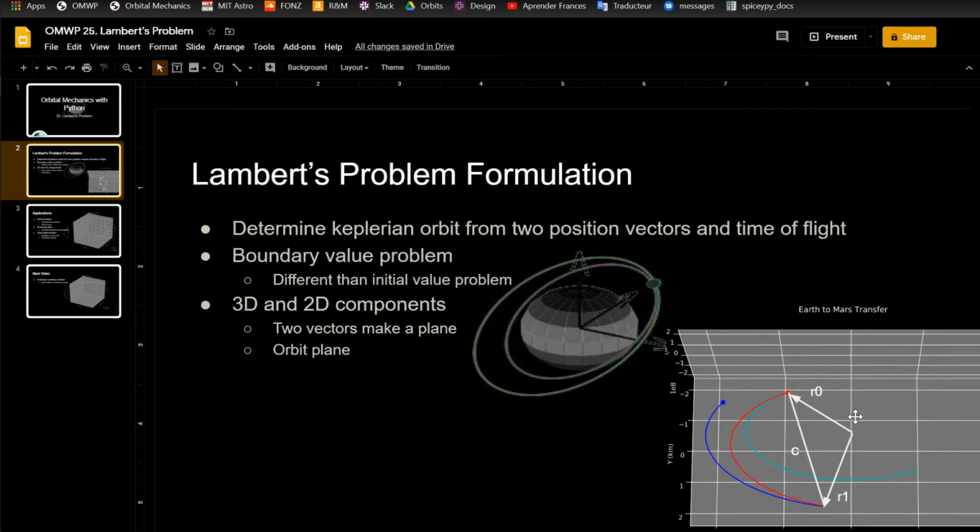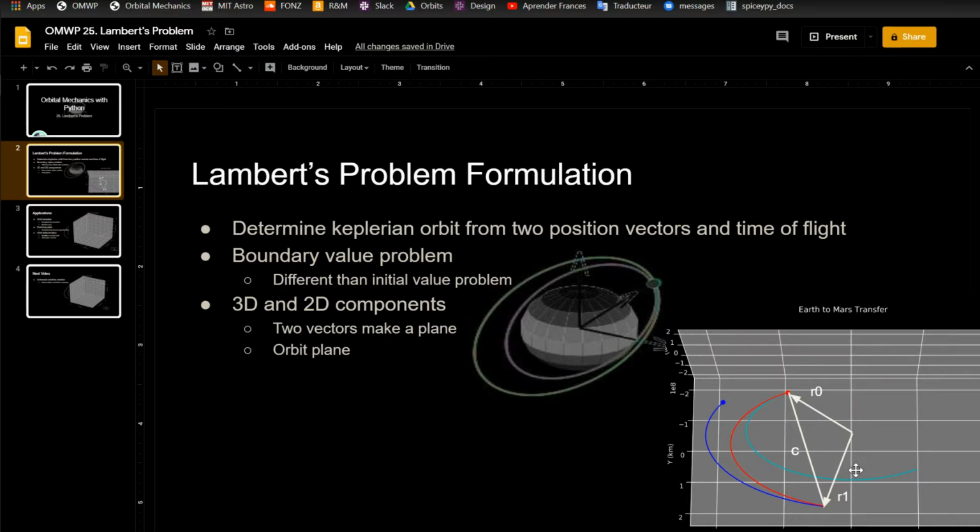So Lambert's problem is a boundary value problem, which is different than an initial value problem, because when you propagate orbits, it's an initial value problem because you have a differential equation and you know all the states at the initial time. Whereas this boundary problem, we just know some of the states at different amounts of time. So we know the position state, but we don't know the velocity state at time zero. We know a time, and then we know the position at time one, but we don't know the velocity or the rest of the state from that. So that's how they differ between each other.